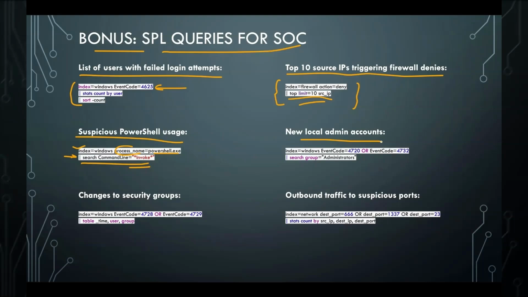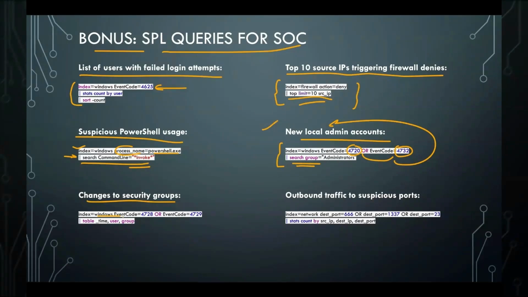Then new local admin account. If any new local admin account is added to your endpoint or your host, this is going to detect that. So index is windows and event code is 4720 or 4732. This is related to a local admin account being added, and then search group equal to administrator.